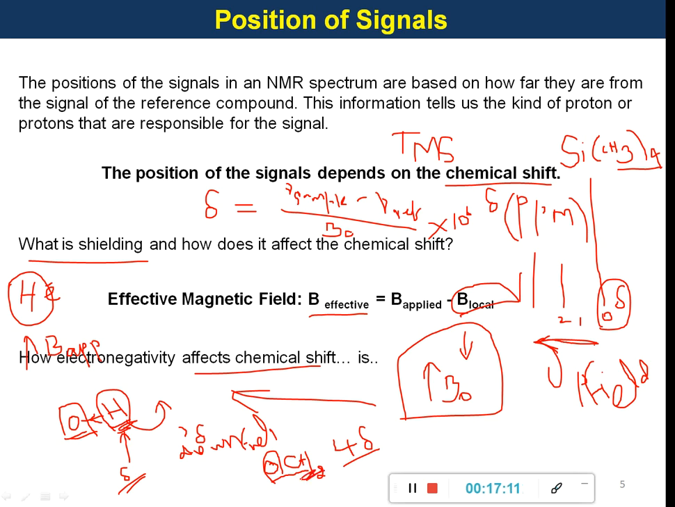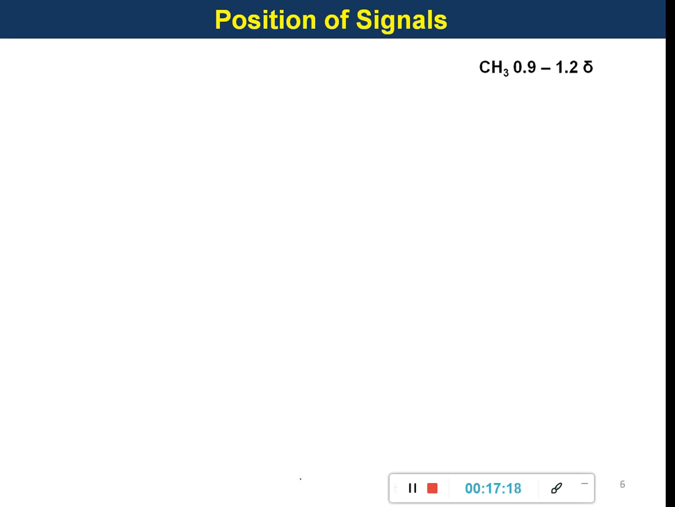So protons that are closer to an electronegative atom, maybe an oxygen atom or nitrogen atom, will have less electron density around them. That leads to a larger chemical shift value. So the methyl proton is expected to be observed at 0.9 to 1.2 delta. It's an sp3 hybridized proton.